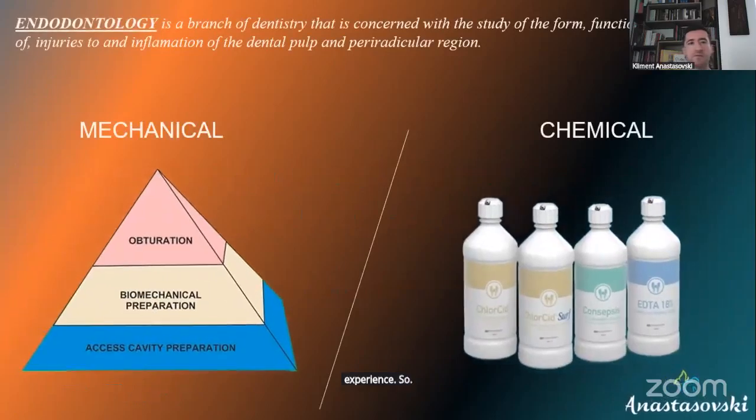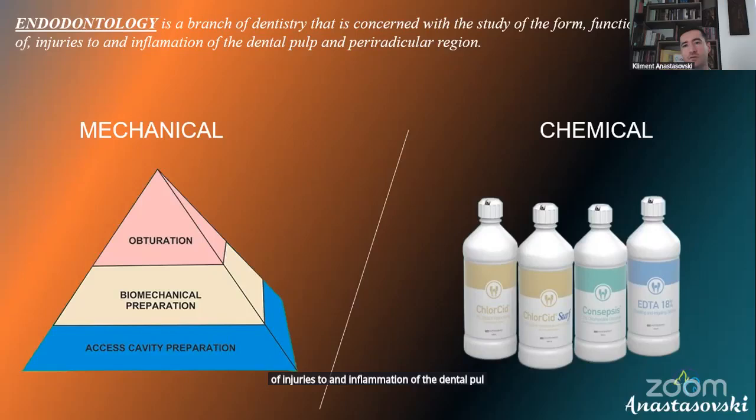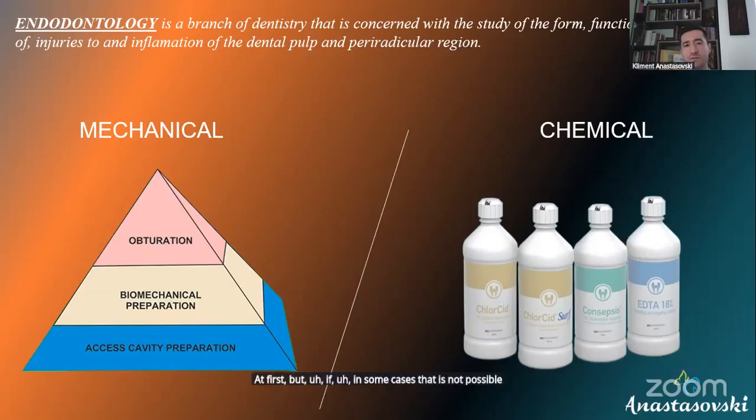So first of all, endodontology as a branch of dentistry is concerned with the study of the form, function, and health of, injuries to, and inflammation of the dental pulp and periradicular region. So our job as an endodontist is to always try to preserve the vitality of the pulp tissue at first, but if in some cases that is not possible, to perform adequate endodontic treatment or retreatment to stop the spreading of that inflammation to the periradicular region, and by that prevent the forming of a periapical lesion.